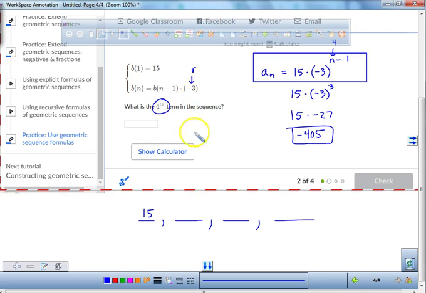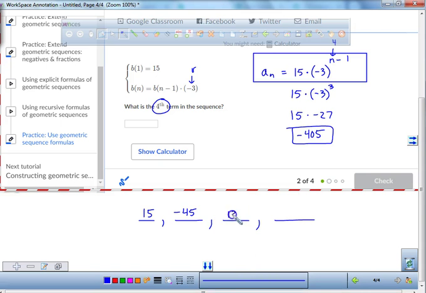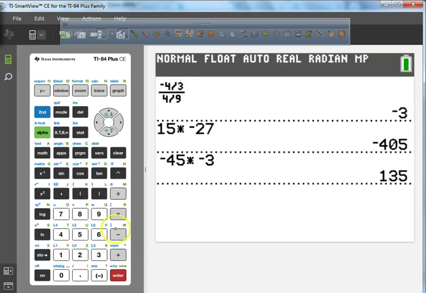A negative 3. So that gets me a negative 45. What am I going to take negative 45 and do? Multiply it by a negative 3. So I just take negative 45 times a negative 3. What do I get? 135. So that gets me 135. Then I multiply that by a negative 3, which gives me a negative 405.